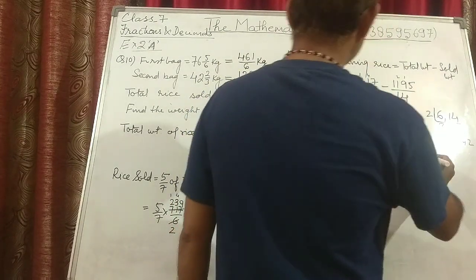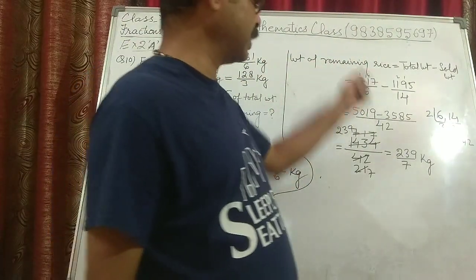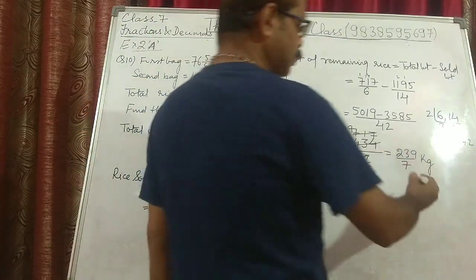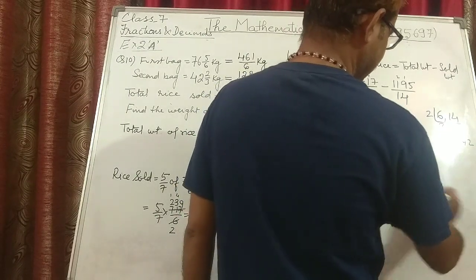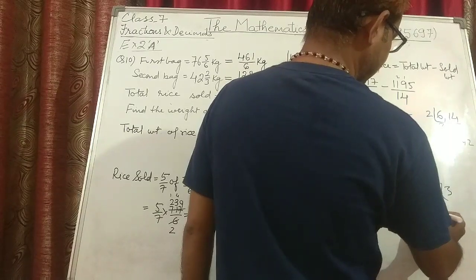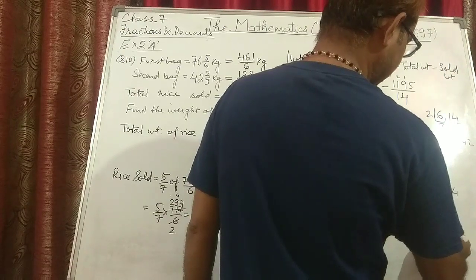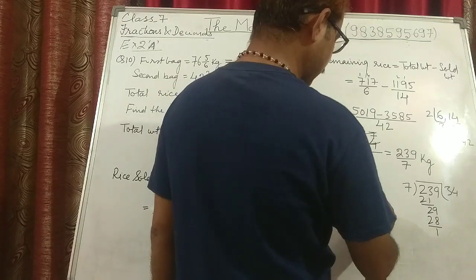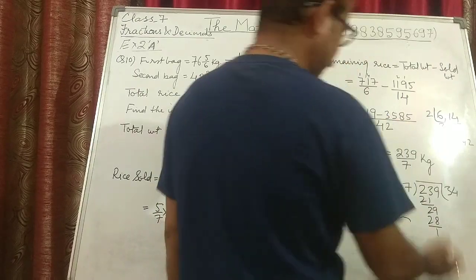So it came to 239 upon 7 kilograms. How much weight is left? So 239 upon 7 kilograms is left. Now we'll convert into a mixed fraction, meaning 239 divided by 7, 7 threes are 21, 29 left, 7 fours are 28, 1 left, so it can be finally written as 34 whole 1 upon 7 kilograms. That is the final answer.